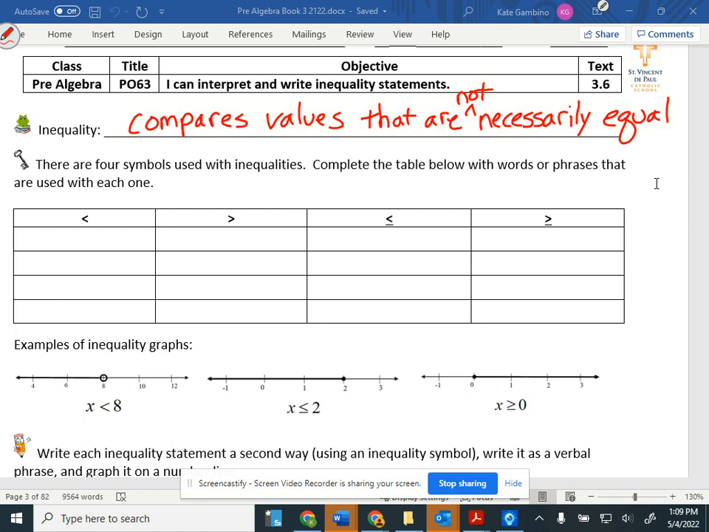So these are four symbols used with inequalities. Complete the table below with words or phrases that are used with each one. So let's look at that first symbol. What do you think of with this symbol? What words? More than. Look at the first symbol. Less than.